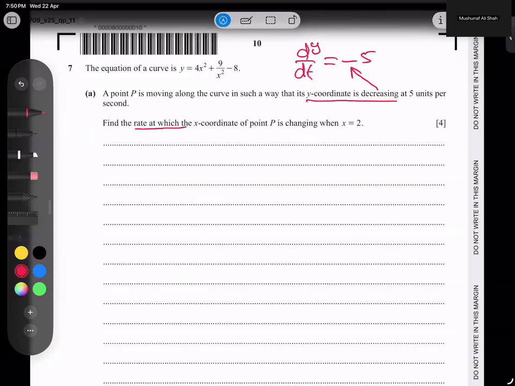Find the rate at which the x coordinate of P is changing. So basically, as I said before, dx by dt is my job to find. And dy by dt is given by him as negative 5. And the x value is also given as 2. Now I'm using the chain rule, but before the chain rule, I must differentiate.